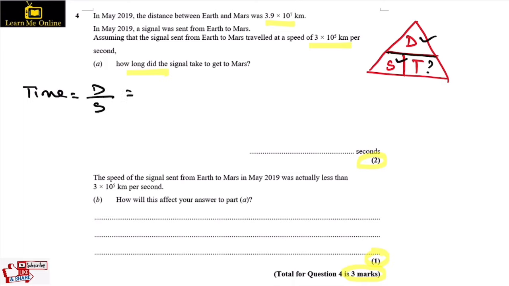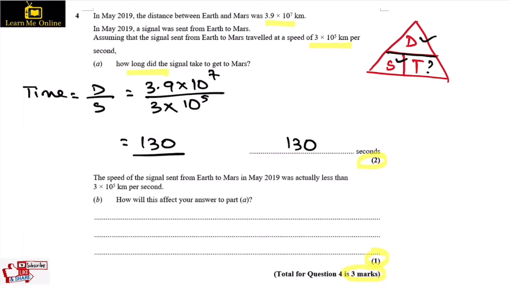So the distance we have been given is 3.9 times 10 power 7, and the speed is 3 times 10 power 5. You type this in the calculator and you'll come out with 130. So here, this is the seconds it will take to travel. So it's 130 seconds.